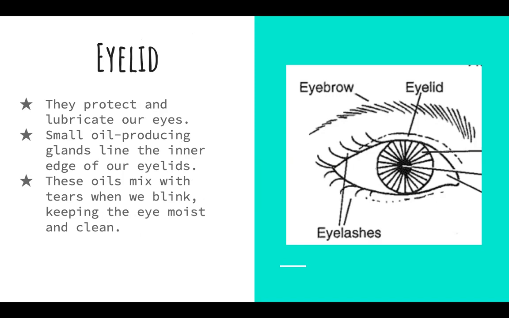Small oil producing glands line the inner edge of your eyelids. Those oils mix with your tears when you blink, and that helps keep your eye nice and clean and moist.